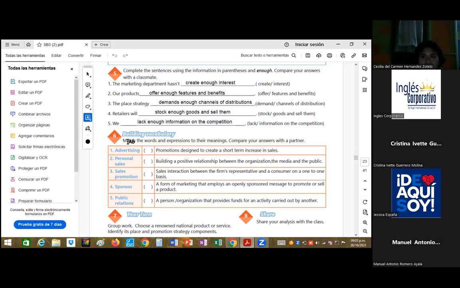Creo que ya estuvo todo. Sí. Yes. Avancemos en el cuadrito. Mientras no nos saca del. Number 6. Ok.